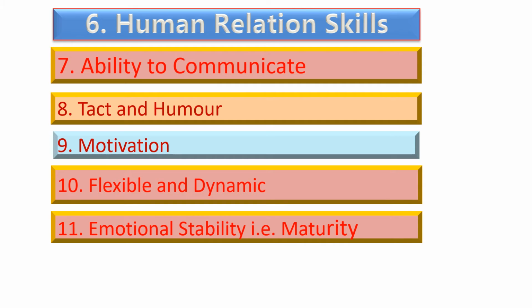Next point is flexible and dynamic. Leaders should be flexible and dynamic. He should be capable of changing ideas and views in accordance with the needs of changing situations. And the last point is emotional stability. Leaders should be capable of keeping emotions under control. Emotional stability is necessary for the leader. He should remain cool and patient at the happening of unusual and unanticipated events.